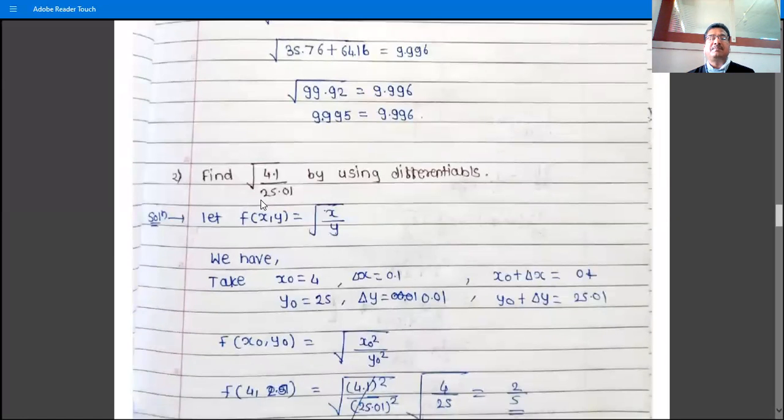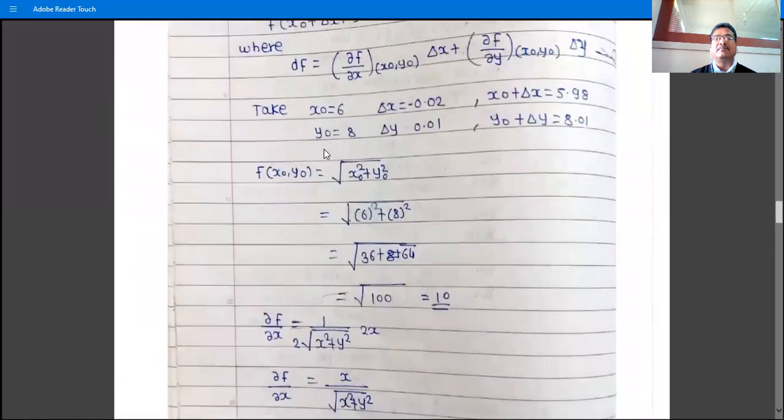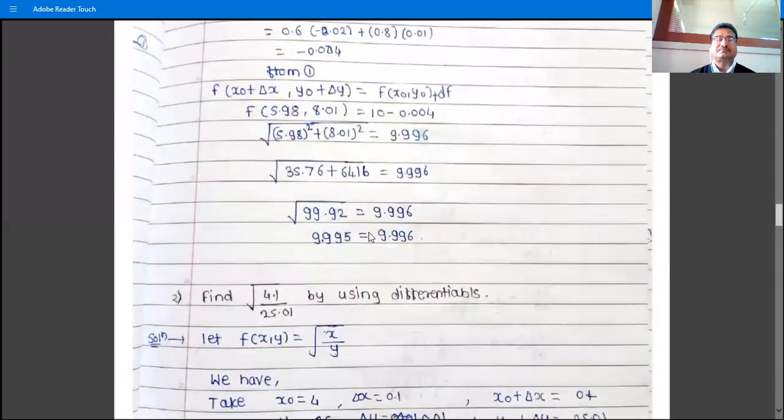Next problem is find root of 4.1 divided by 25.01 by using differentials, not by using calculator, by using the definition of derivative. So define f(x,y) as root x by y, and then write the formulas. This formula, f of (x naught plus delta x, y naught plus delta y), and all this df.